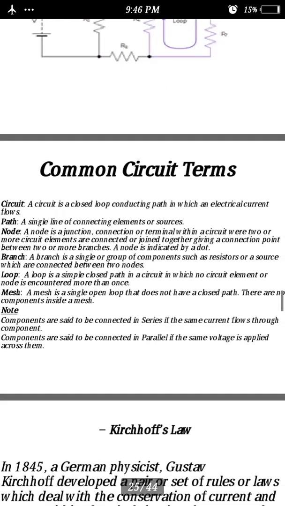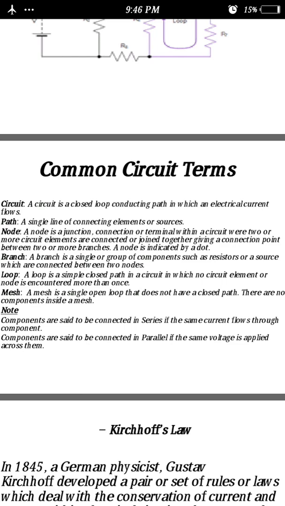Node, an important term. A node is a junction, also called a connection, or a terminal within a circuit where two or more circuit elements are connected or joined together, giving a connection point between two or more branches. Basically we indicate a node by a dot. A branch is a single or group of components such as resistors or a source which are connected between two nodes. So the electrical components connecting between two nodes are called a branch.